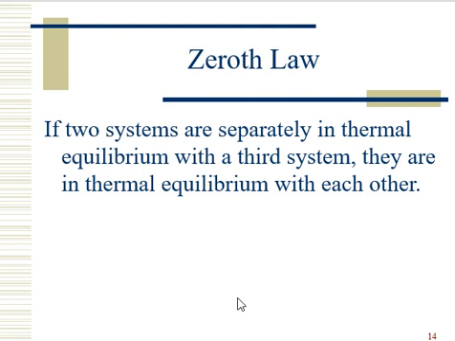Normally we should have started with the zeroth law, and then studied the first, second, and third laws. But due to this historical perspective, we are doing it in the same manner as the people who discovered these laws. The zeroth law says that if two systems are separately in thermal equilibrium with a third system, this is very easy to understand, then they are in equilibrium with each other. Thermal equilibrium means their temperature is the same.